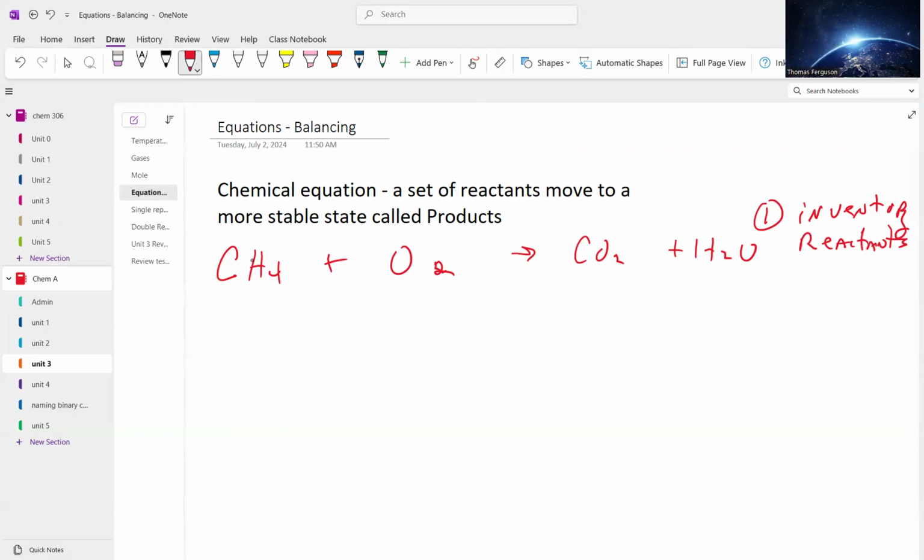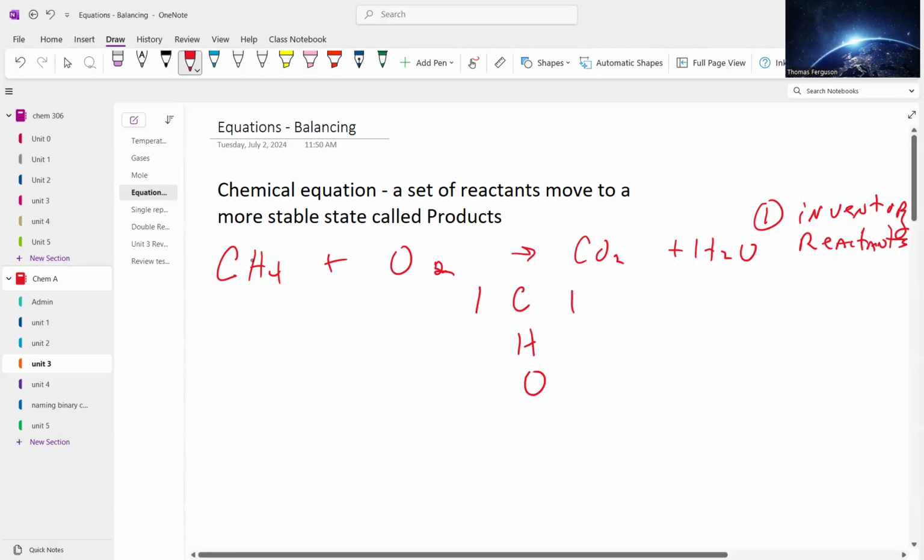So the way I do it is, in my opinion, very straightforward. So what do we have atom-wise? Well, we've got some carbons, we've got some hydrogens, and we've got some oxygens. How many carbons are on the left? We're doing the inventory now. 1. How many on the right? 1. So we're in good shape now.